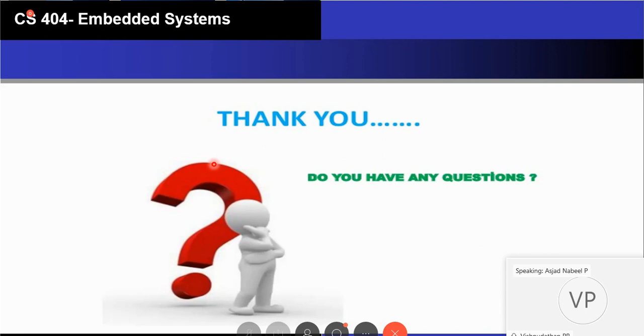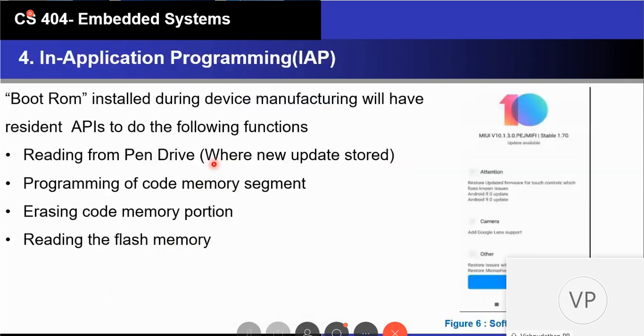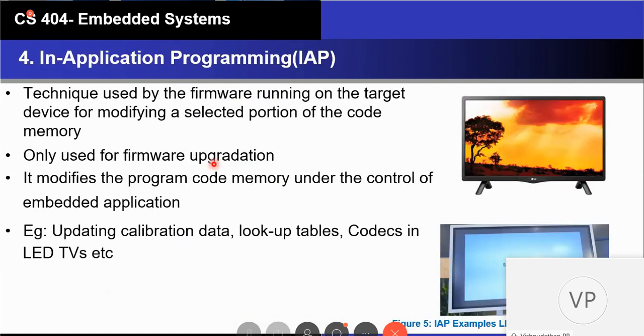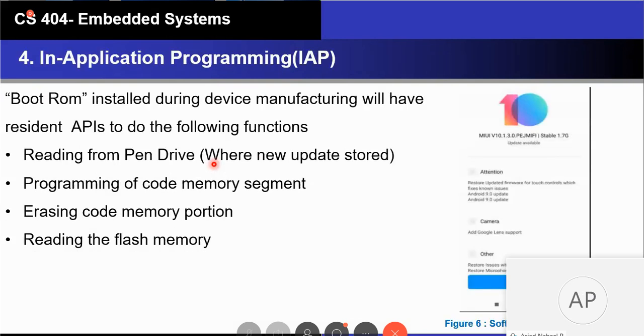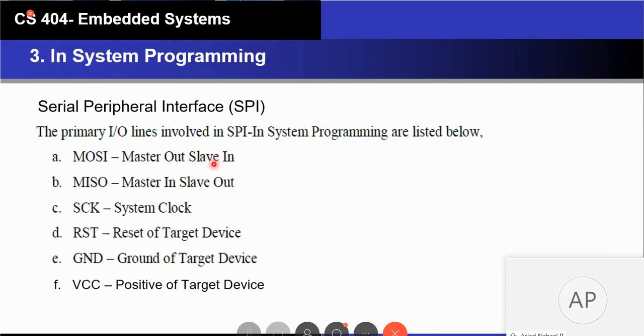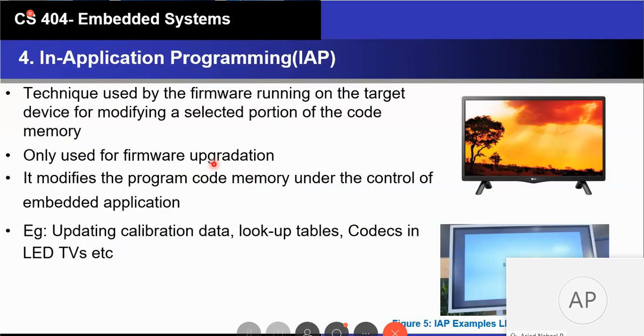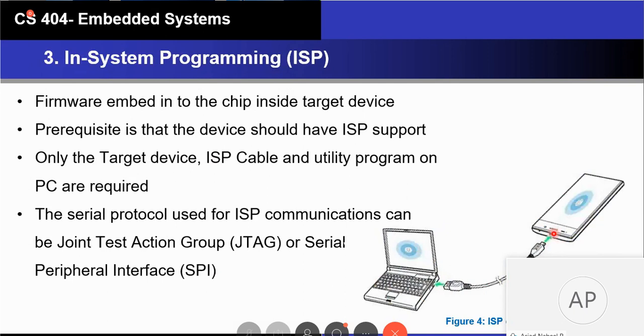There is a question: how is in-application programming more flexible than ISP? The basic difference is between in-application programming and in-system programming. In in-application programming, the firmware is updating itself. That means we don't need to use any other device like a computer, because in in-system programming, as we discussed, we are using a computer with a utility program, connecting hardware, and using the hardware to update the firmware.